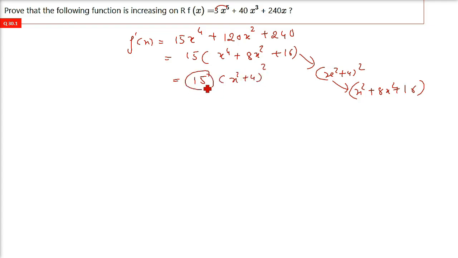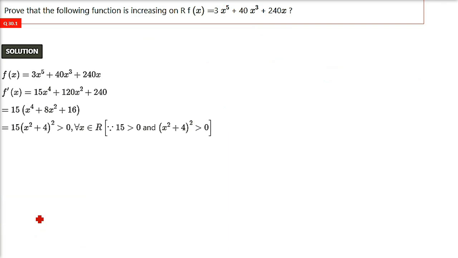15 is a constant, so no problem with positive, negative. Anything square, you take anything. If you take negative square or plus square, you will always get, anything of the even power will always be positive. So this will always be positive, that is f dash x will be greater than 0. So this is how we are going to write, and this is a very straightforward question.